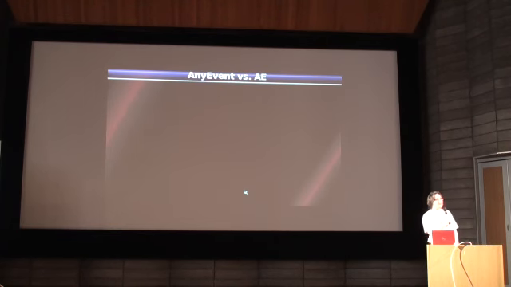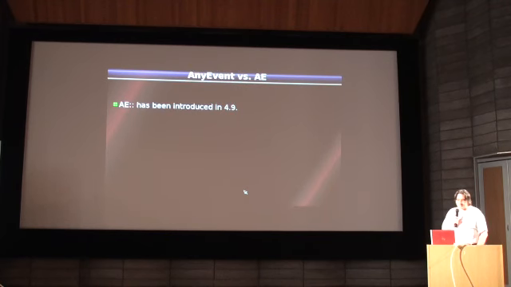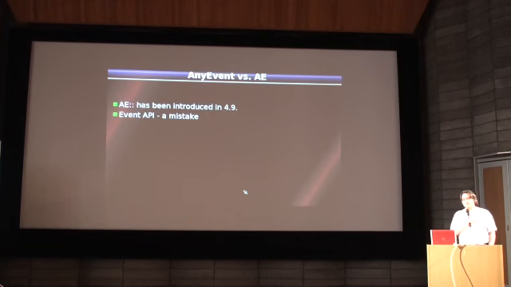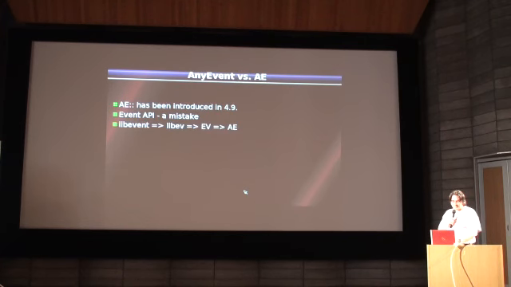Some news about AnyEvent, some old news is the AE namespace, which has been introduced in version 4.9 of AnyEvent. I hope you all know about AnyEvent already. Basically, I realized that the event API, which uses methods to create watchers, is a mistake because it's slow, uses a lot of typing, and isn't actually so readable after you wrote it.